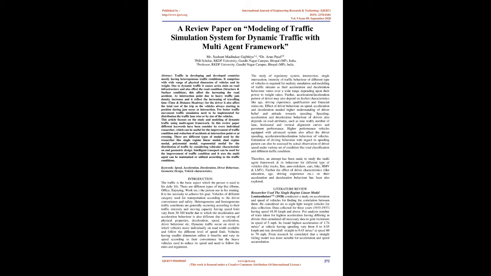Heterogeneous and homogeneous traffic conditions generally occur according to traffic intensity and moving capacity, with speed limits varying from 30 to 100 km/h, due to which the deceleration and acceleration behavior is also different, owing to varying physical properties, deceleration, speed, acceleration, driver behavior, etc. Dynamic traffic occurs on streets in which vehicles move individually on the available road width and follow different levels of speed limit. Vehicles having smaller dimensions utilize its benefits and vary their speed according to their convenience, but heavy vehicles need to reduce their speed and follow the rules and regulations.